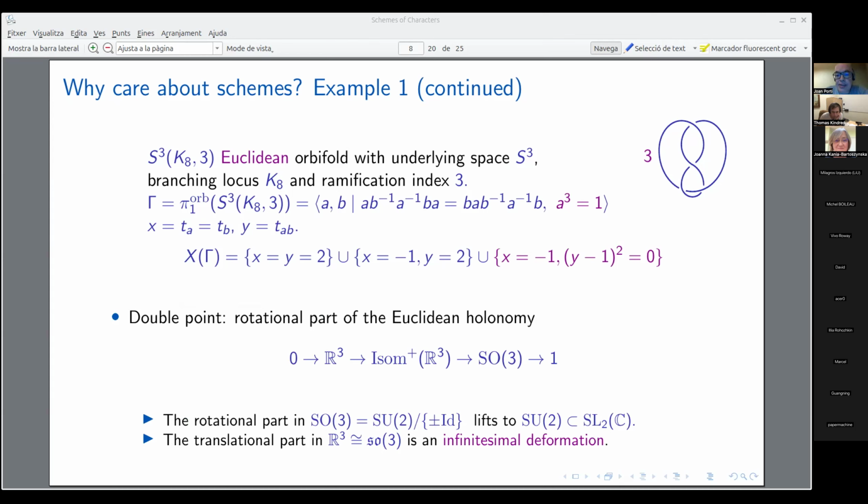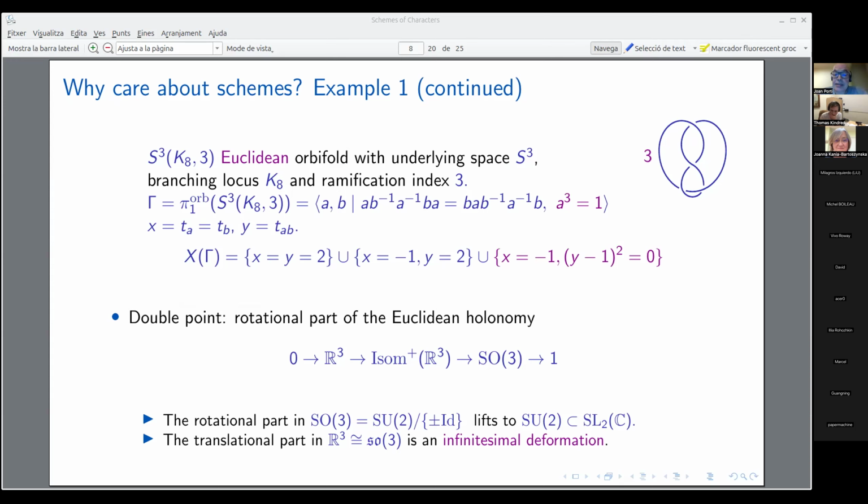So it has a representation into the isometry group over R3. So we look at what we call the rotational part, because we have this exact sequence, okay? The rotational part, and the kernel consists of translations. The rotational part is just a quotient of SU2, PSU2, and this leads to SU2. So what this point is here is just a representation to SU2 that corresponds to the rotational part of the holonomy, well, a lift of it.